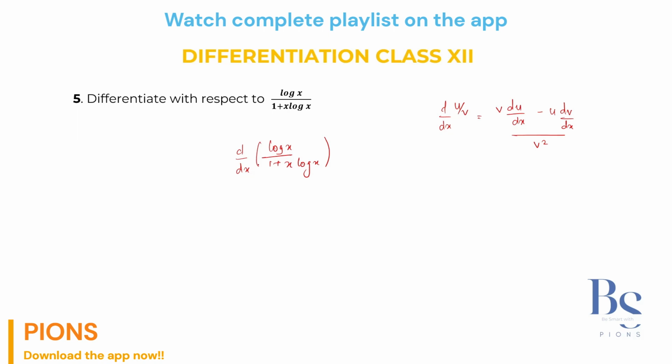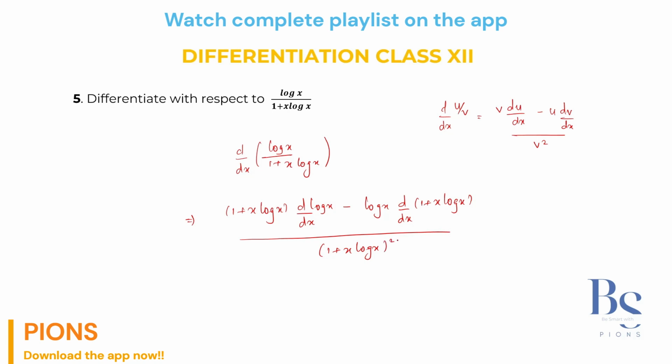Correct? So what we will do now, we will apply this division rule here. So this will be numerator first. So 1 plus x log x as it is, d by dx of log x. Numerator first. So I am putting here, minus log x as it is, d by dx of 1 plus x log x. I hope this is clear. Whole divided by 1 plus x log x whole square.